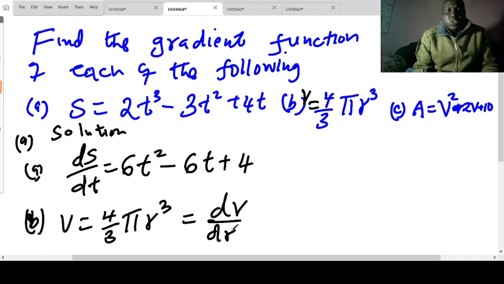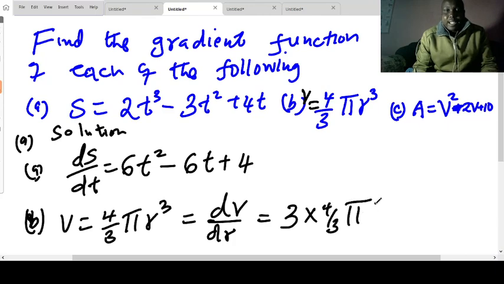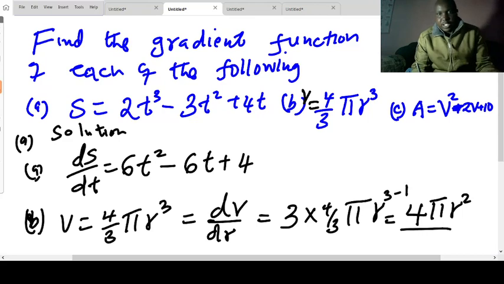So on the right side, we consider the power of r only. The power is 3, so we have 3, which is the power, times the coefficient, which is 4 over 3, and the pi, and then r to the power 3 minus 1. So finally the answer here is dV over dr is 4 pi r square, and that is what we have in our differentiation there.